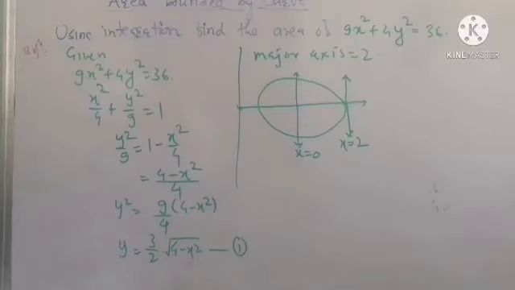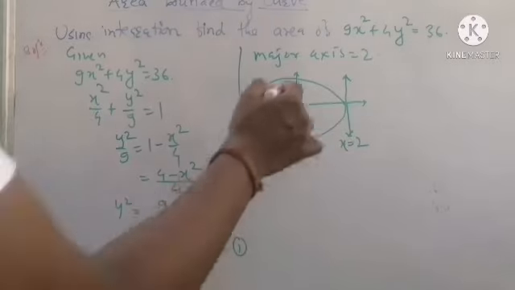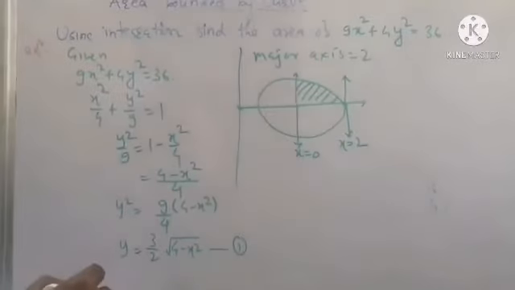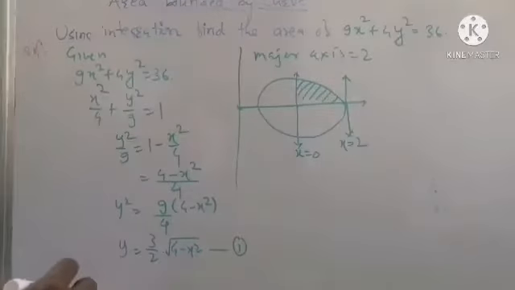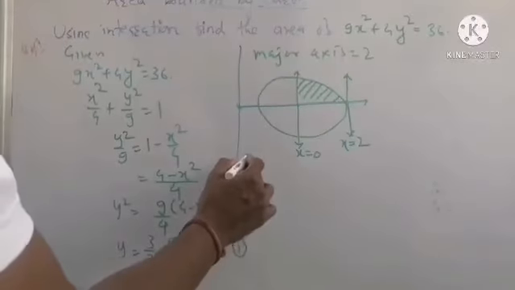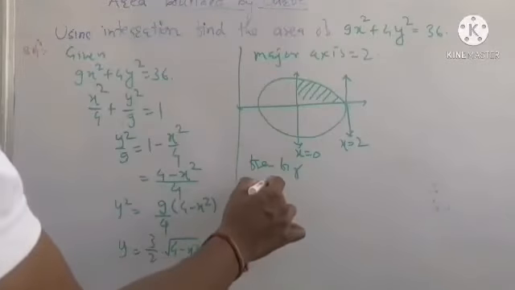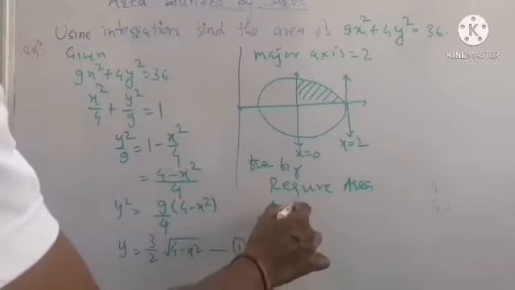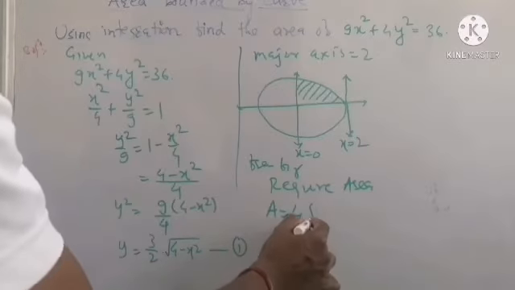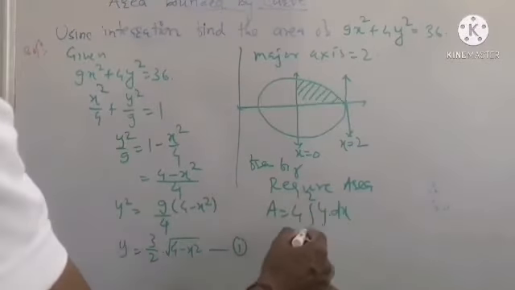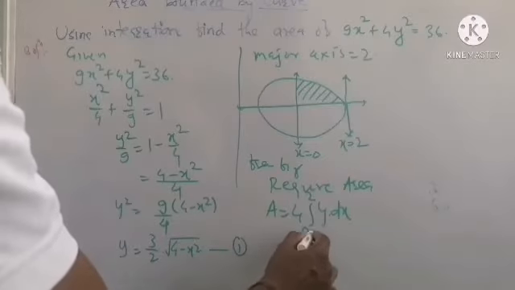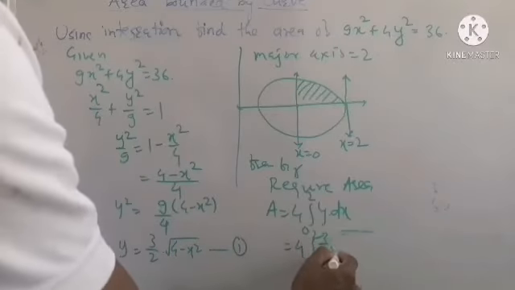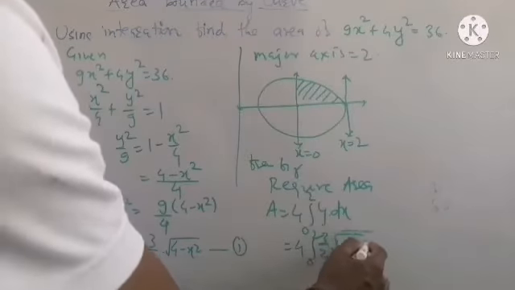Now the total area of the ellipse is divided into 4 equal parts, as the area bounded by the curve from 0 to 2 with the x-axis is the shaded part. The required area is 4 times this shaded part. From the figure we can say that the required area A is equal to 4 times the integral from 0 to 2 of y dx. So we put the value of y, which is 3 by 2 under root of 4 minus x², dx.